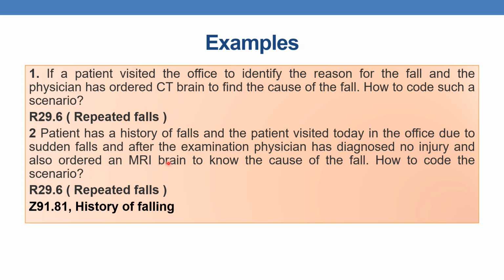Second case, patient has a history of falls and visited the office today due to sudden falls. After examination, the physician has diagnosed no injury and also ordered an MRI to know the cause of the fall. How do you code this? Here also the PDX would be R26.6, followed by Z91.81 to indicate the history of fall code also.